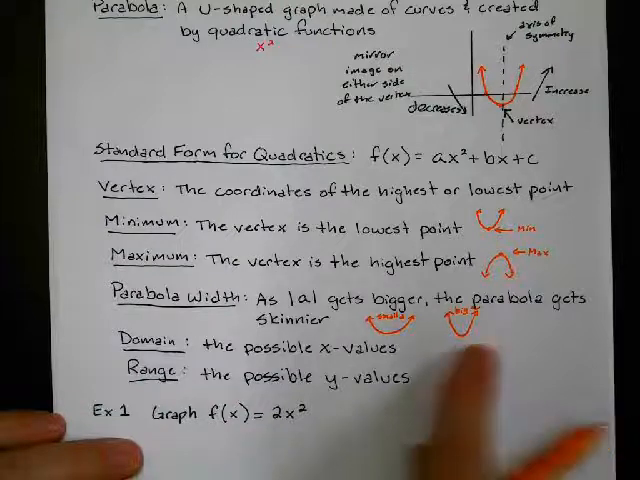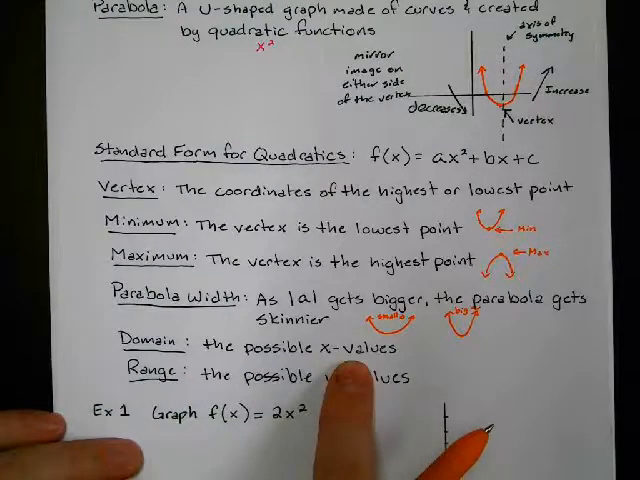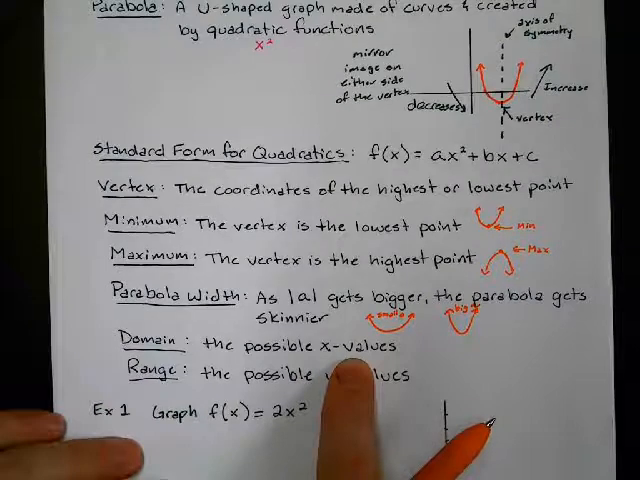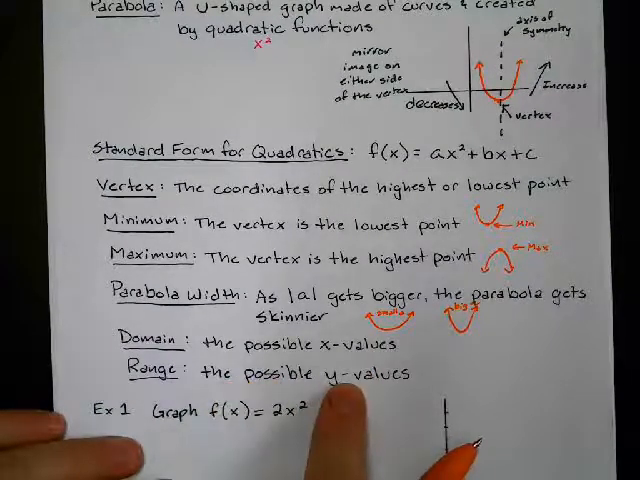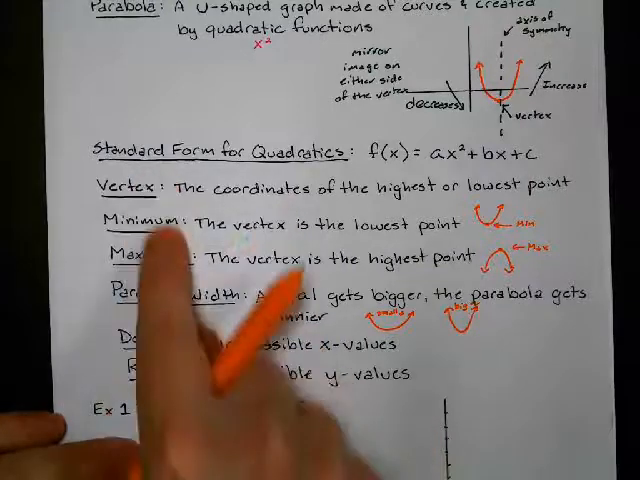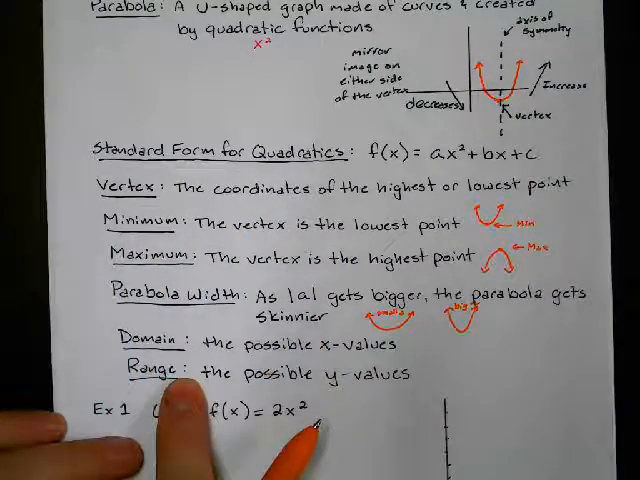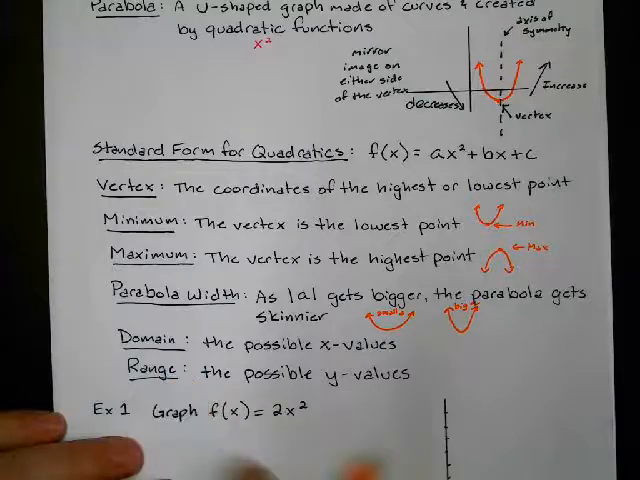The domain, you've done that before in Math 1. These are your possible x values, and your range is going to be your possible y values. All right, so these are the characteristics we want to look at when we compare two different parabolas. Let's do our first one.